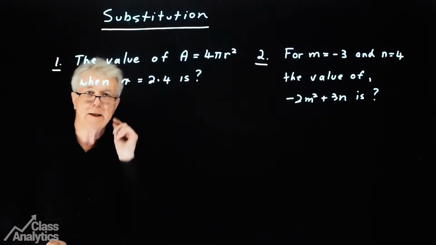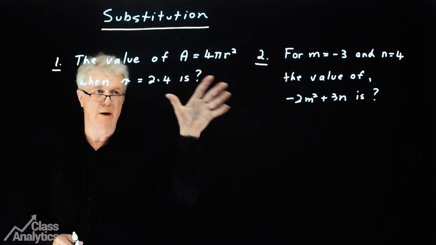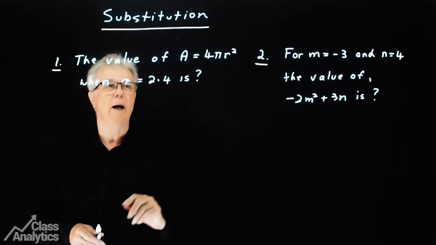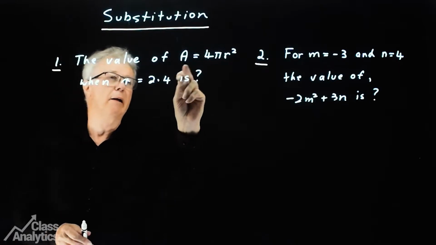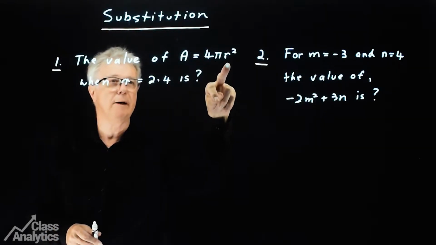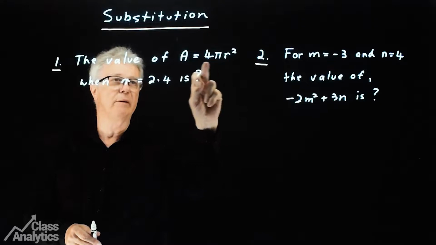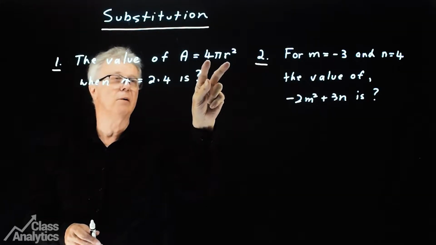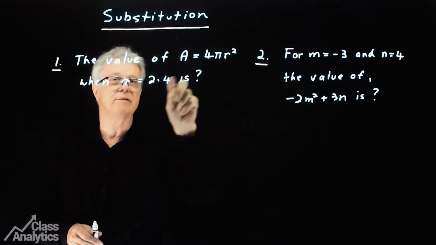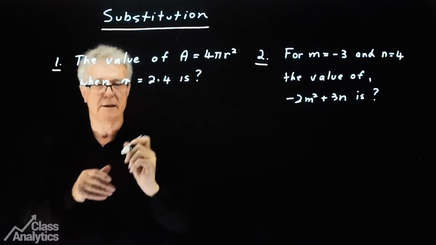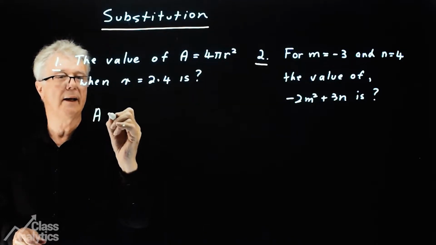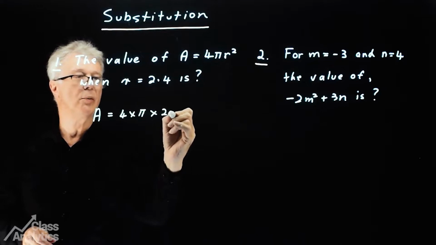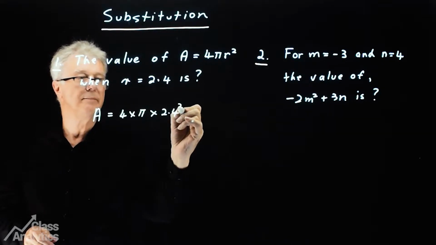Substitution. Right, and I've got two little examples here I'm going to go through. They look very simple, but there's a couple of little snags with them you've got to be careful of. Take the first one, the area equals 4 pi r squared, or A equals 4 pi r squared. We find the value of A, okay? So what we need to do now is substitute this value 2.4 into that. So let's do that. We get A equals 4 times pi times 2.4 squared.